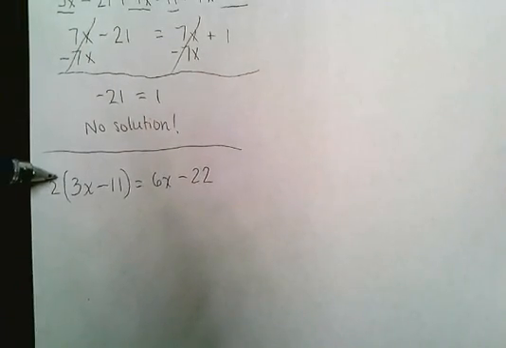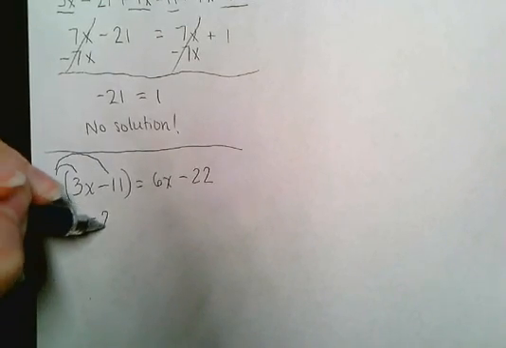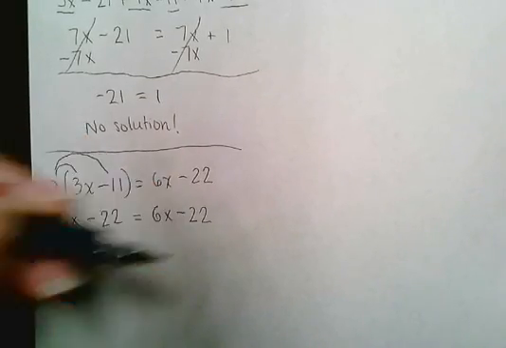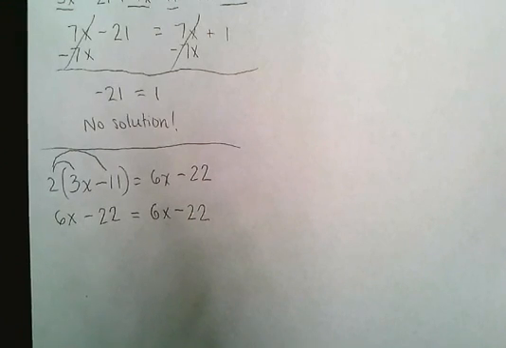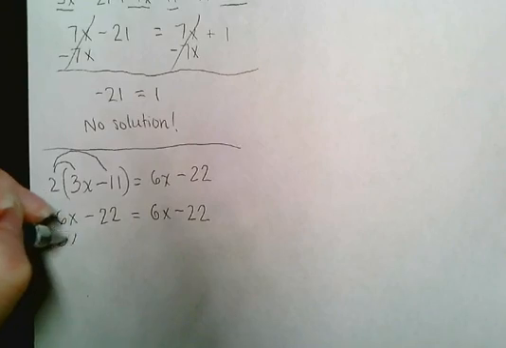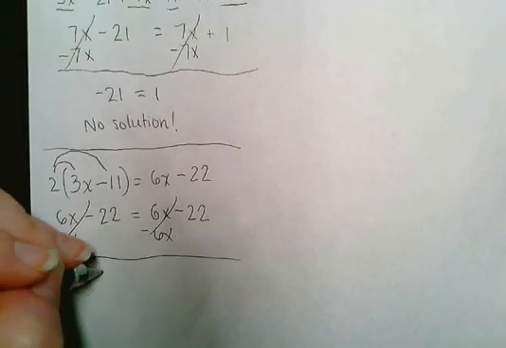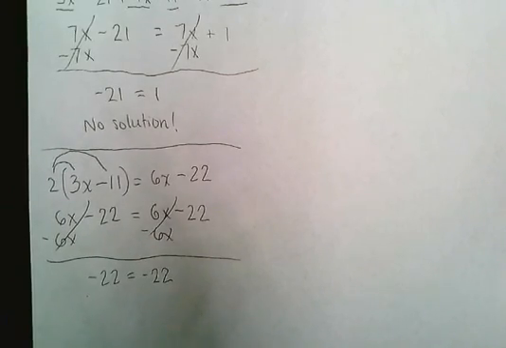So if I simplify this, I get 6x minus 22 equals 6x minus 22. You can already kind of see this is exactly the same thing on both sides. And just to prove it, if I were to subtract 6x from here and from here, it cancels from both sides, and I get negative 22 equals negative 22.